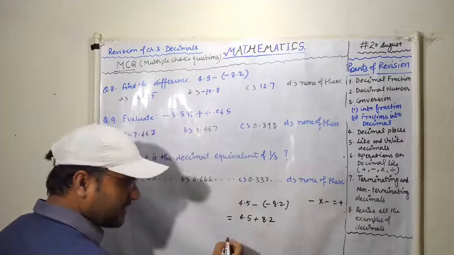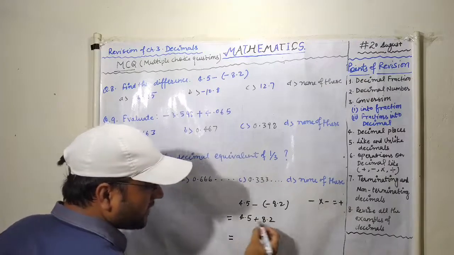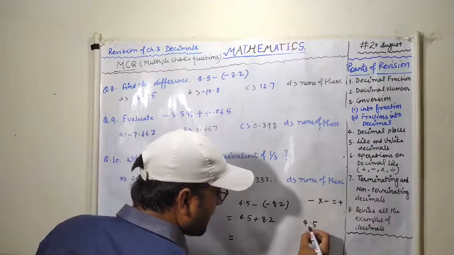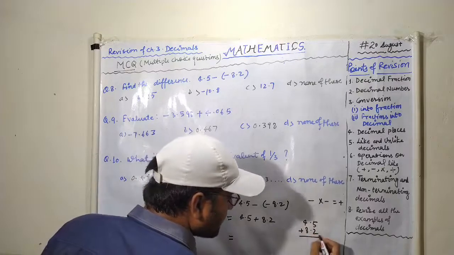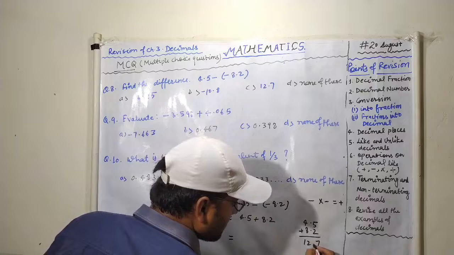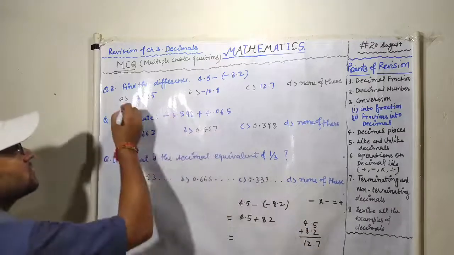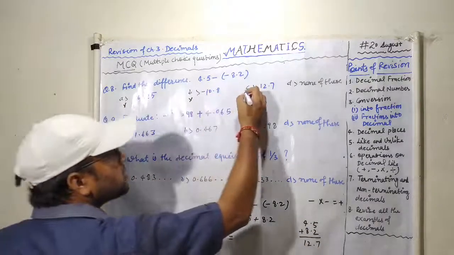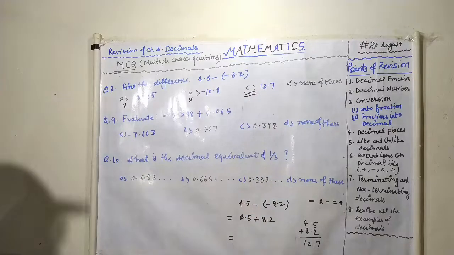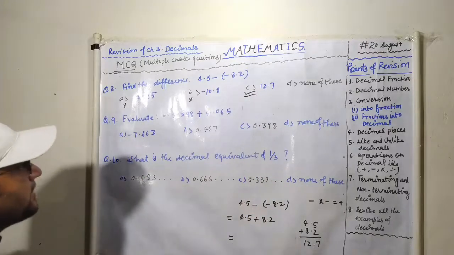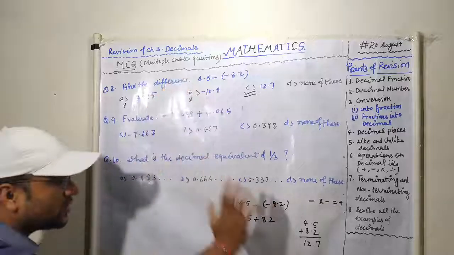And both are decimals, so it is very easy to add 4.5 and 8.2. If you add this, you will get 12.7. So this one is wrong, this one also. So which option is going to be correct? Option C, 12.7. Okay. So if you get this type of question, you will do it like that.